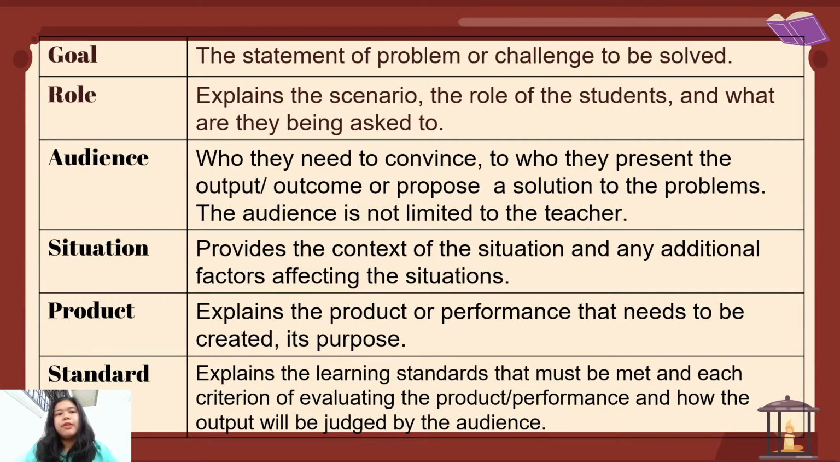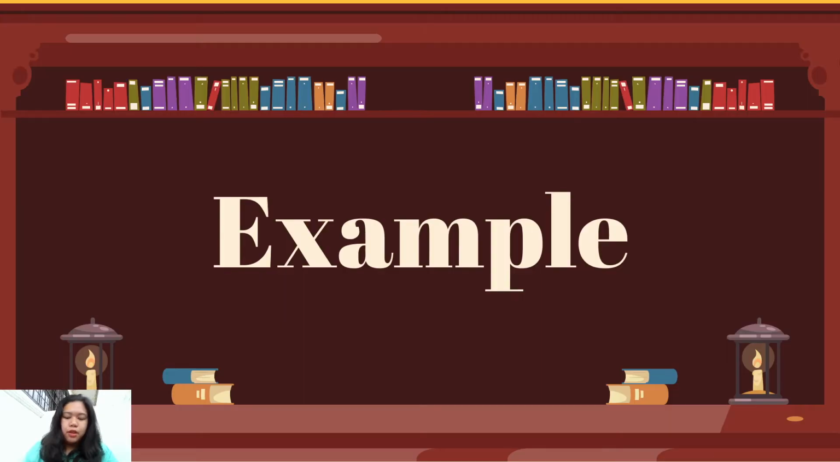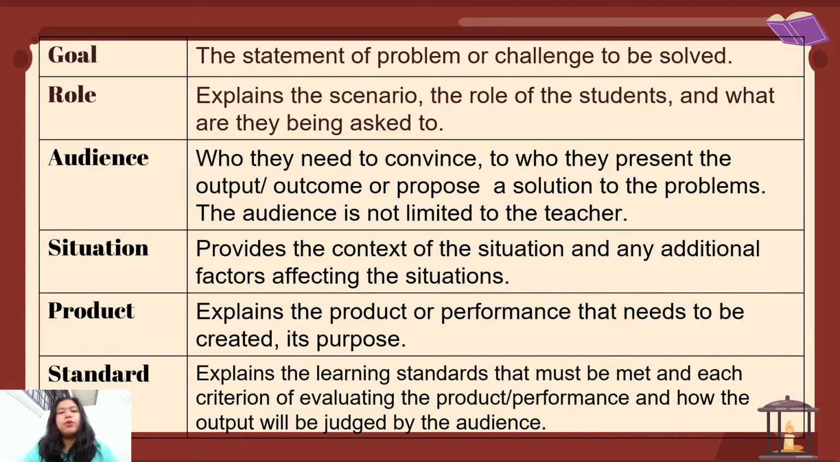Now, goal. This is the statement of the problem or challenge to be solved by our students. So, the goal of this lesson is to touchdown. That is the goal. Next is role. This explains the scenario. So the role of the students, that is the keyword. And what are they being asked to do? An example role of a student is to be, for example, in a play or theater or role play. They have different roles to play. So that is the role.